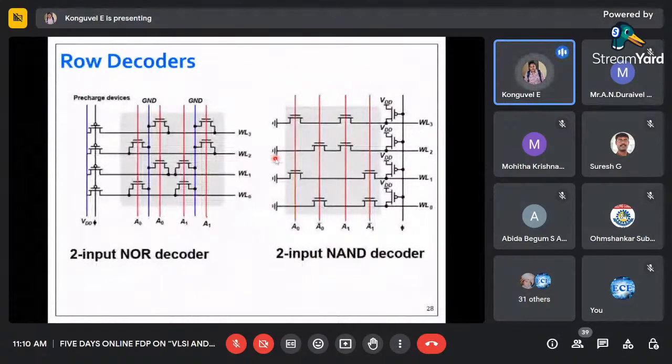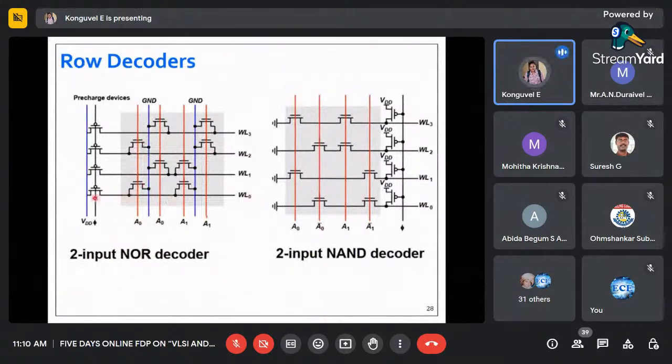So again, this is how the decoder works, right? By using the pre-charge devices, and this one is the NOR decoder. And in the NOR decoder, how it works, you can see when A0 and A1 are 0. For example, if the first 2 bits A0 and A1 are 0, 0, these transistors will be turned off.